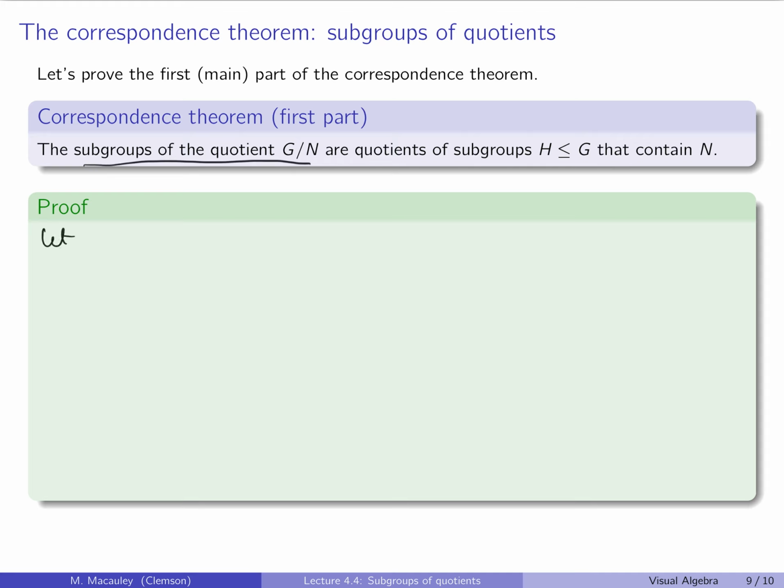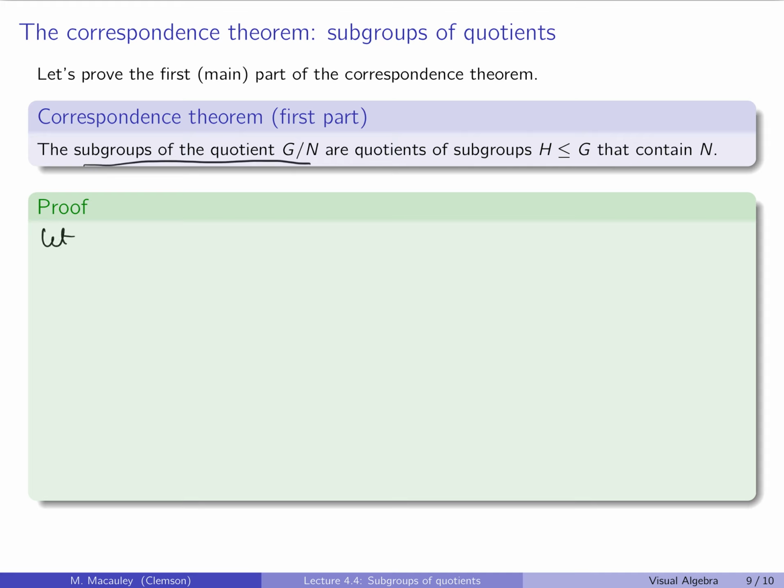Then h1n times (h2n) inverse. I'll just write this as h1 h2 inverse n. Well, that is by definition in H mod n, because this thing here is in H. And that's what we had to show. So that's the correspondence theorem, or that's the first part.